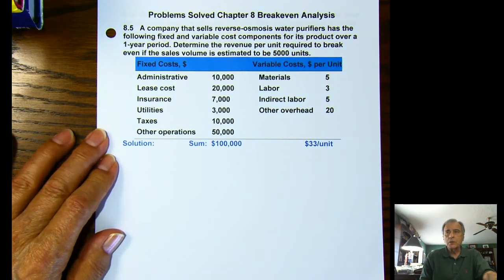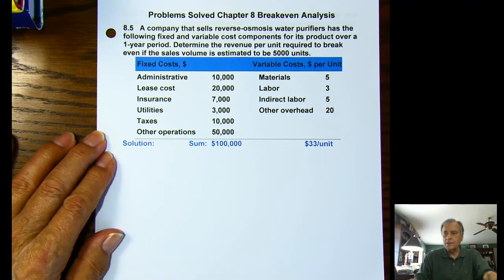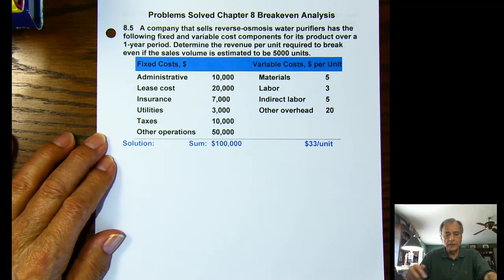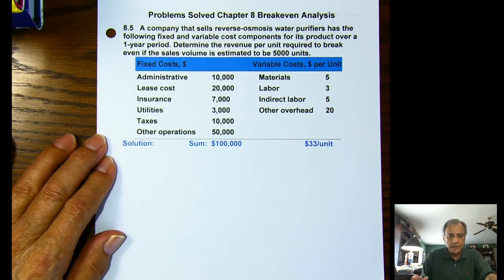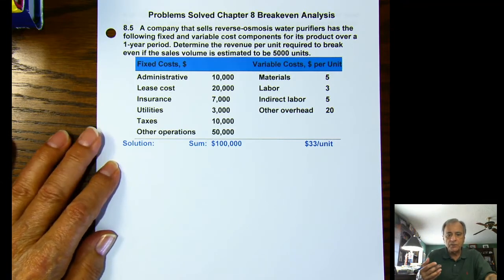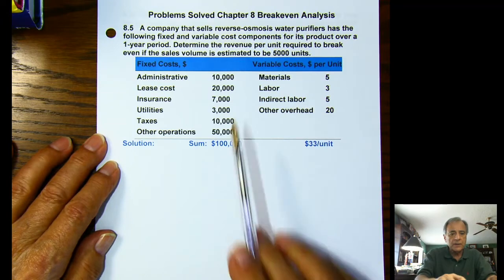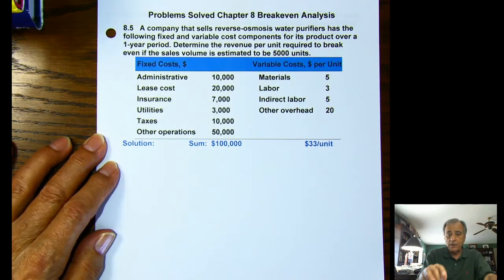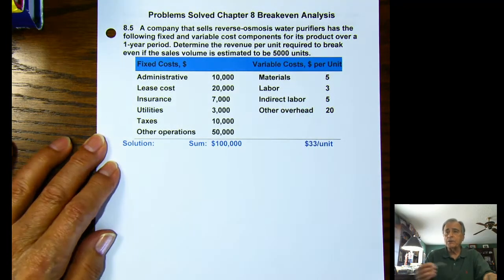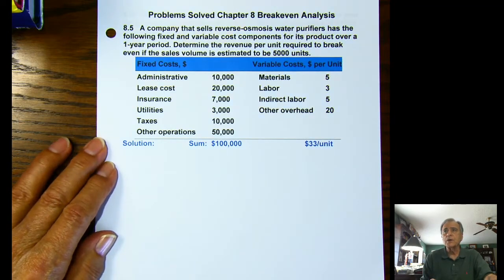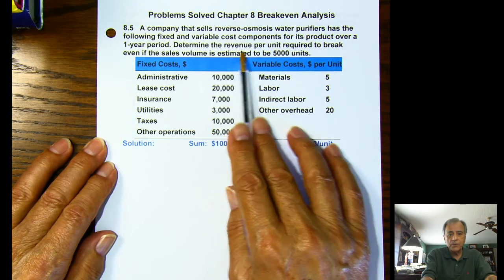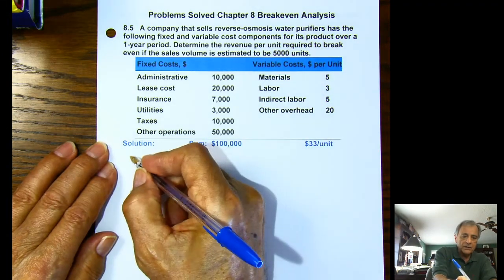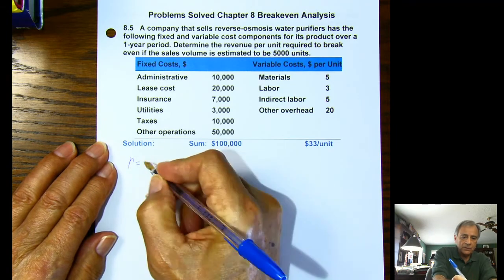Okay. So the question is, how much do you need to break even? How much in terms of revenue per unit? The following fixed and variable costs. So we have all our cost, and we have our volume quantity, but we don't know how much revenue per unit. Determine the revenue required per unit? So in our symbols, that is little r equals question mark.